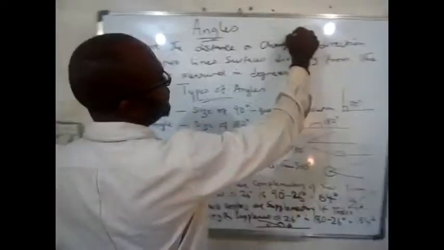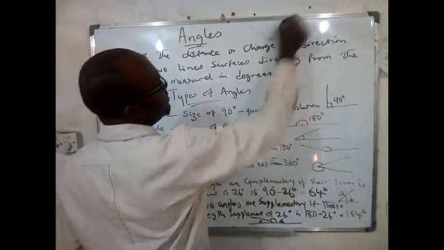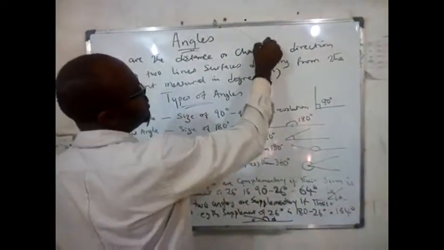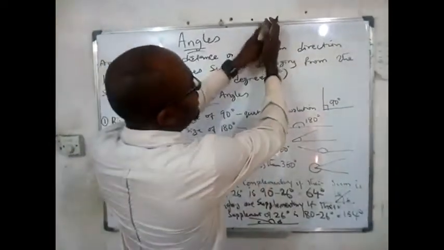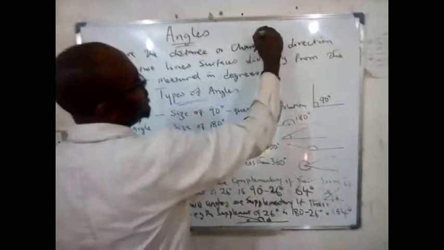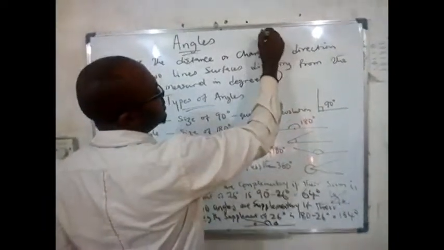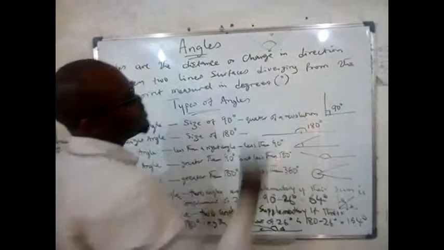Is that clear? So let's say this is a line. Are you seeing this line? Are you seeing another line? Both of them are meeting at a what? Point. So let's say they are together. Now they are diverging. Is that clear? This distance here is known as what? Angle. It's known as angle, and it's measured in what? Degrees.